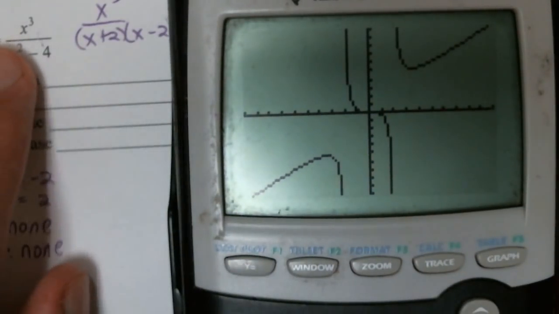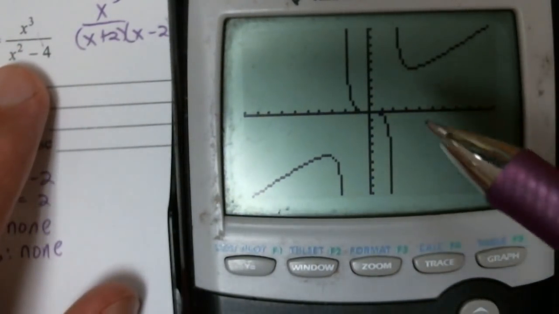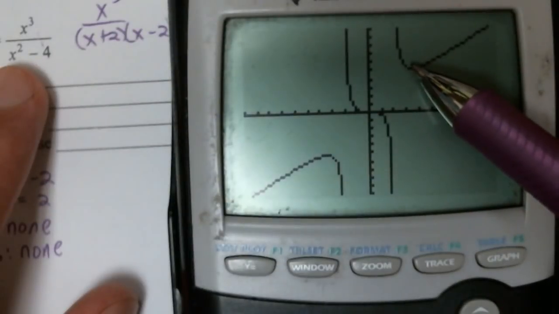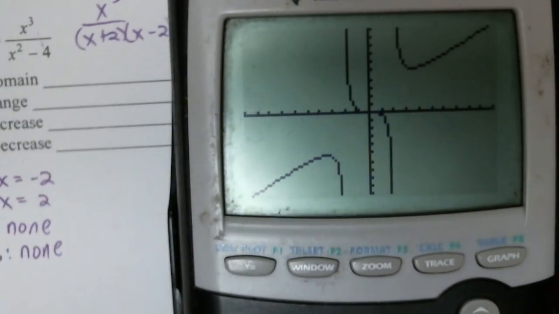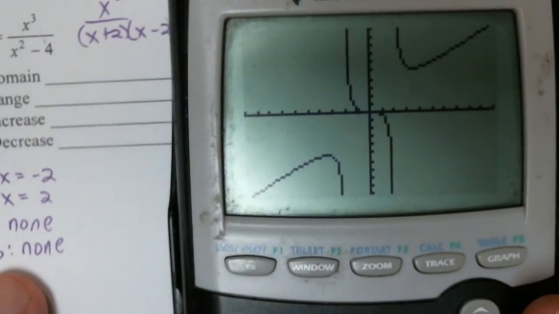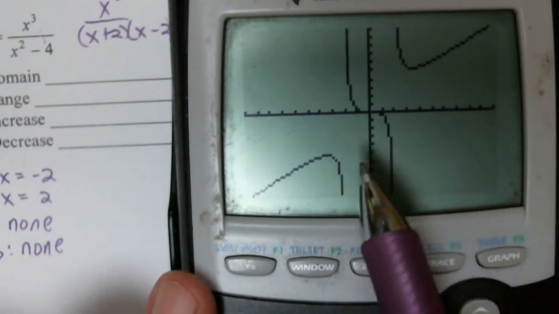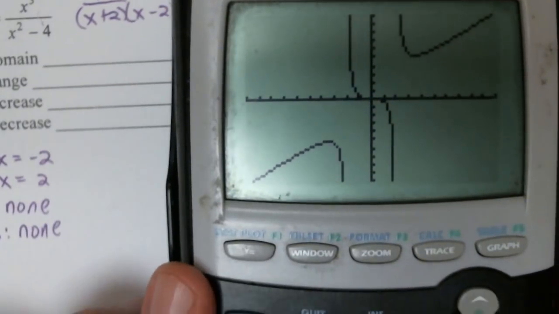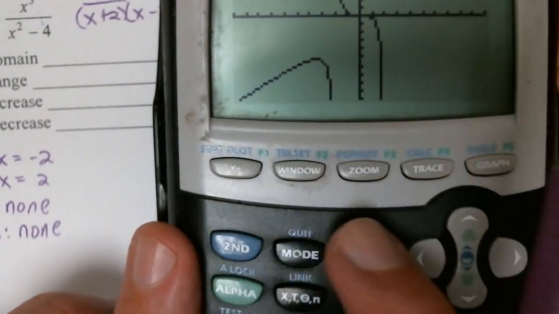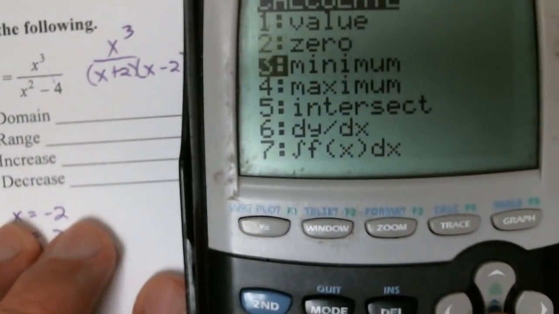Okay. So now this becomes a little bit more complicated because now we have these turning points at the relative max and the relative min. So we need to find these two points after we find the asymptotes. To find the relative max and min, we need Mr. Spidey. So that's going to be the calc button, second calc. Let's go find the minimum first.